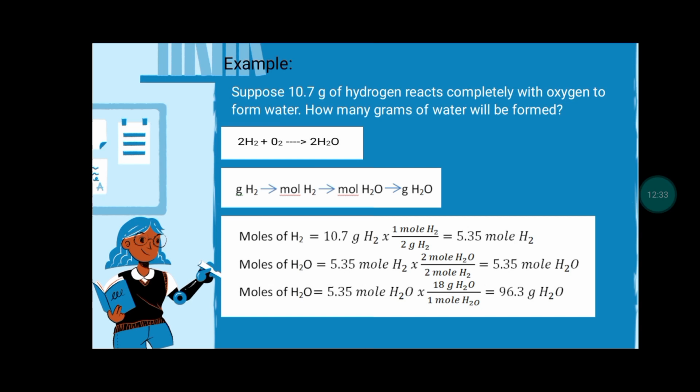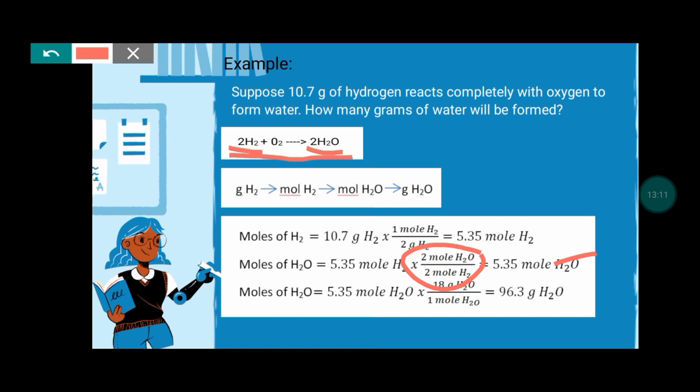And then, using this 5.35 mole of hydrogen, we can calculate the moles of water. So, 5.35 mole of water. So, what is the ratio of water to hydrogen? Looking at our balanced reaction, 2 mole of hydrogen is needed to produce 2 mole of water. So, it is 2:2 here. So, we can get 5.35 mole of water.